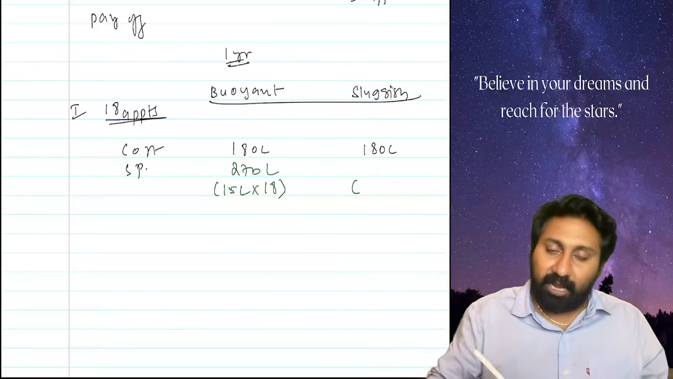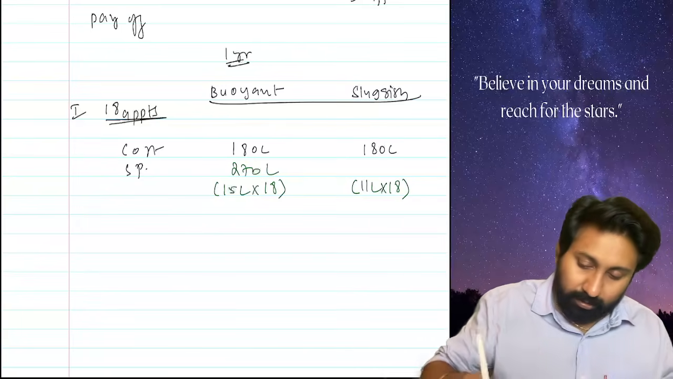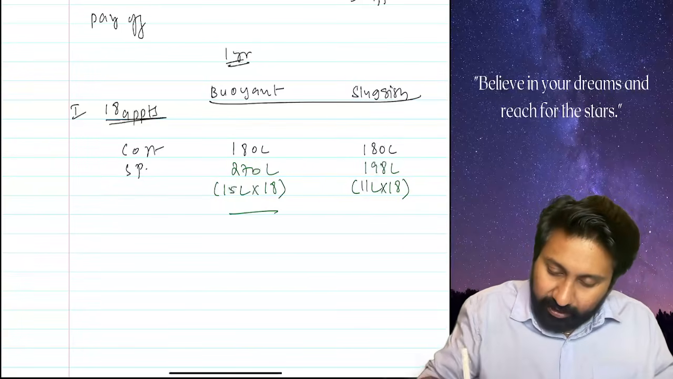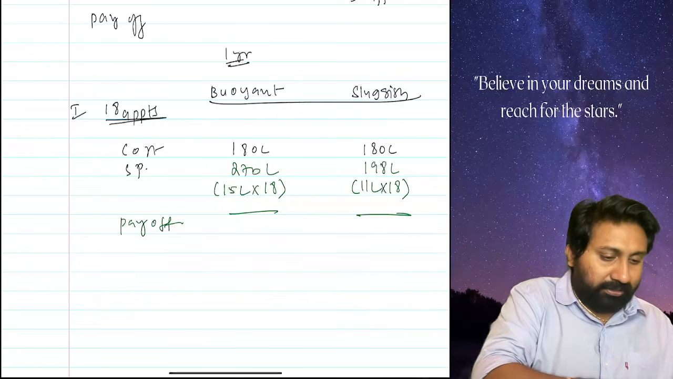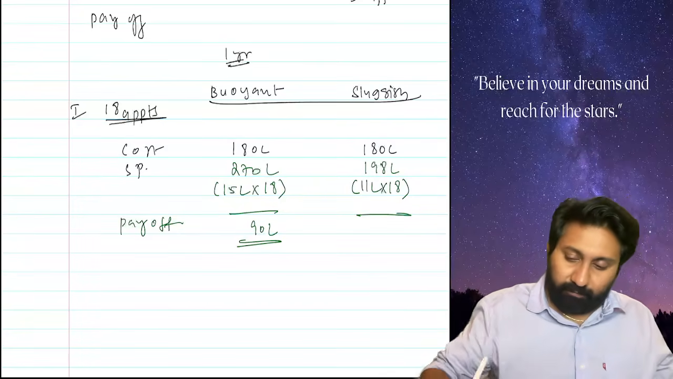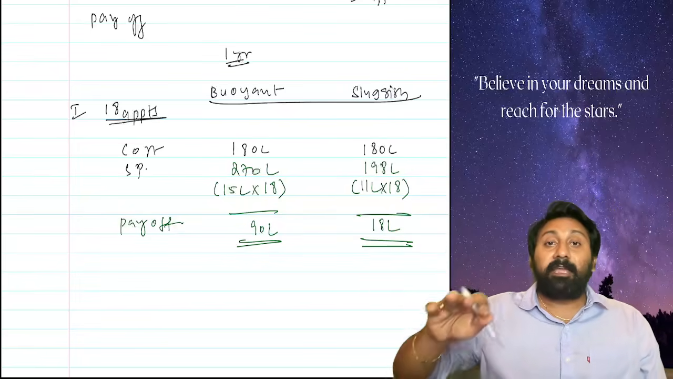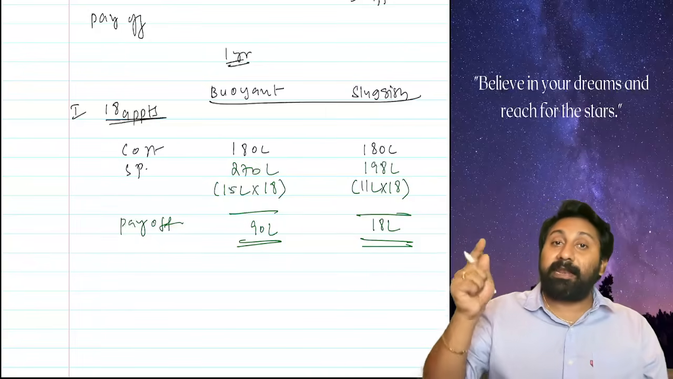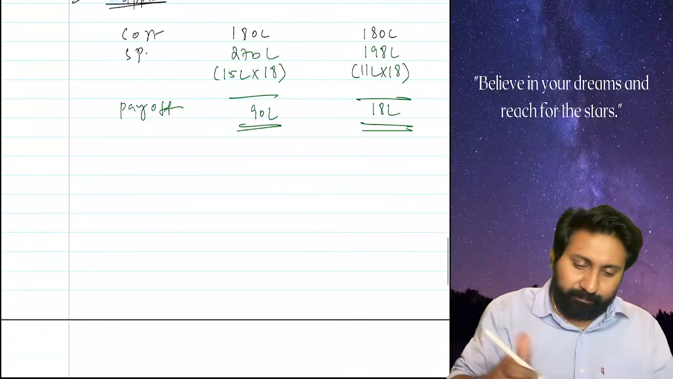If market is sluggish, I can sell at 11 lakh, 198 lakh. Tell me, what is my payoff? 270 minus 180, I will get 90 lakhs. 198 minus 180 is 18 lakhs. This is my payoff if the market is buoyant, if the market is sluggish. If the market is buoyant, what will happen? 90 lakhs will be my value. If the market is sluggish, what is my value? 18 lakhs is my value.